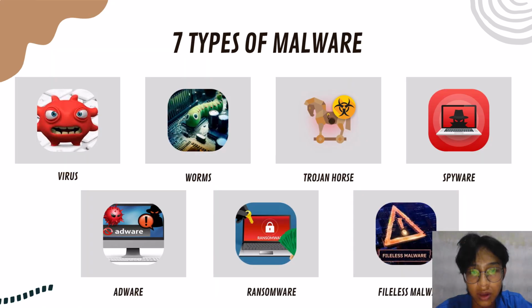There are 7 types of malware: virus, worms, Trojan horse, spyware, adware, ransomware, and fileless malware.